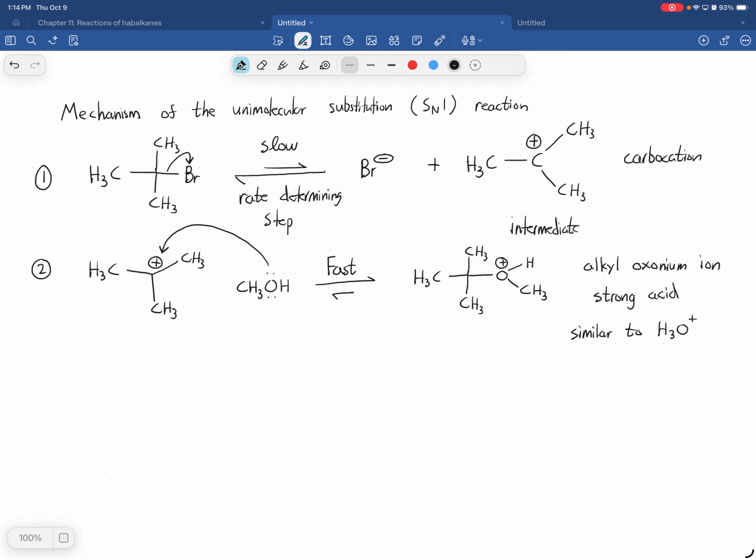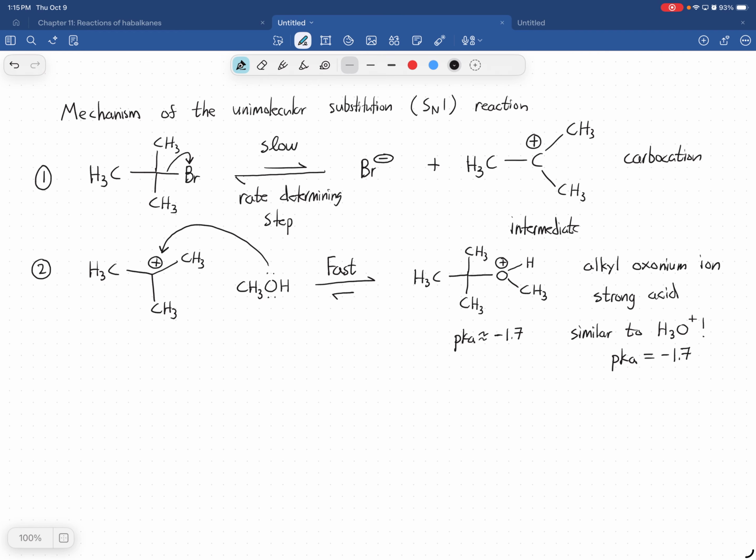And remember, the pKa of hydronium is negative 1.7. Since this ion is very similar to hydronium, the pKa of this particular ion is very similar. So we're just going to say it's approximately negative 1.7. That's a very strong acid.